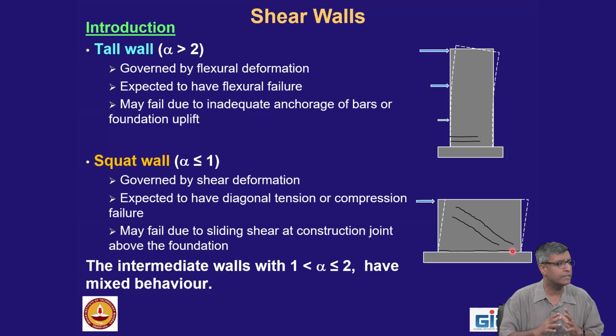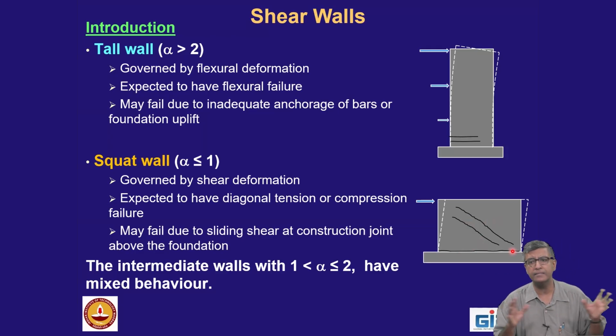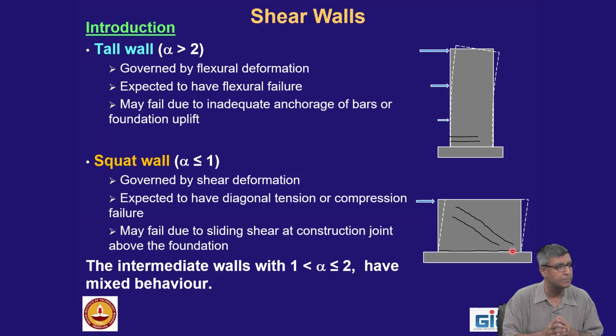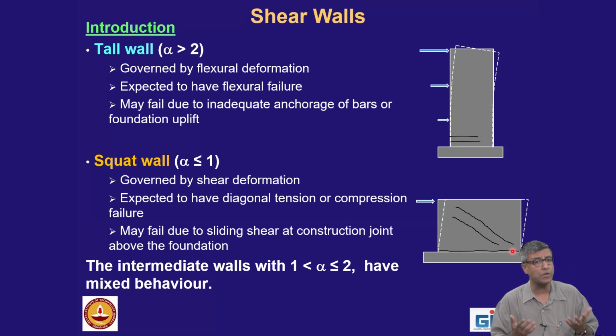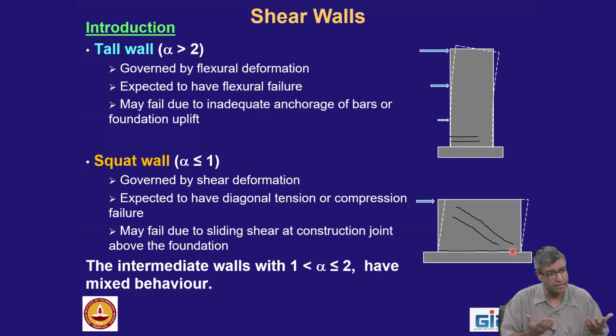Now, whenever you go to a site, it's not that everything falls nicely in either of them. There can be walls which are in between. And depending upon your design, if you go to a site after an earthquake and you're trying to do some diagnosis, it's very difficult sometimes to understand which was the fault. Is it a construction joint issue? Is it a design detailing issue? This can be challenging to understand.